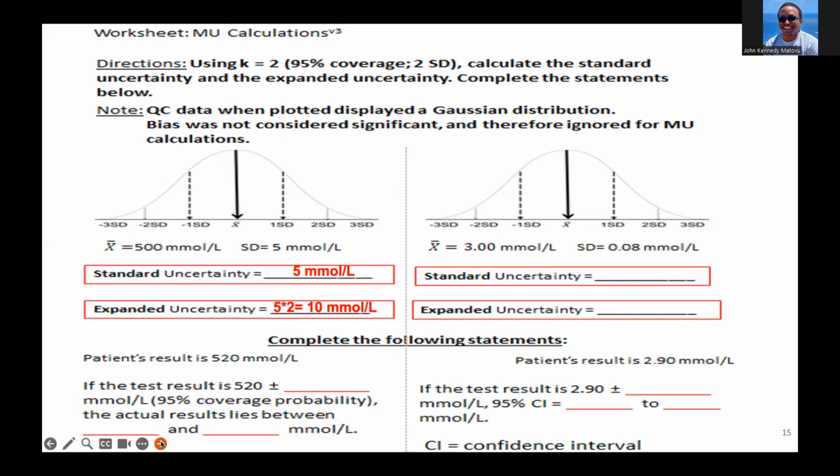So in that case, if the patient's test result is 520 millimoles per liter, plus or minus, it is going to be 520 plus or minus 10 millimoles per liter, right? So what would your interval be? The actual result lies between 510 and 530 millimole per liter.